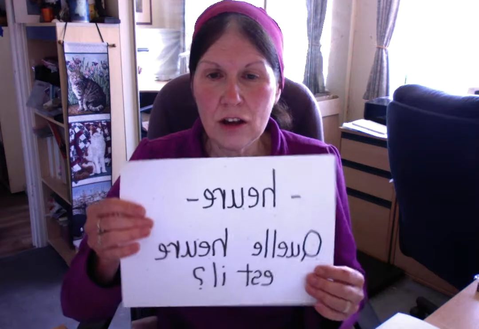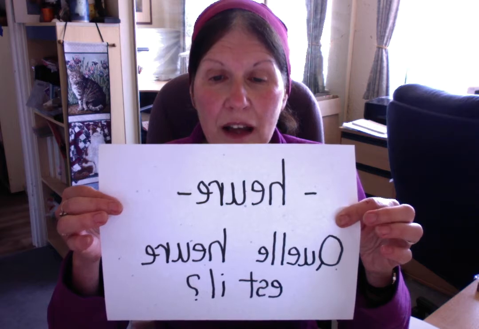Alors, the time in French is l'heure. And the question, when we want to ask what time is it, is quelle heure est-il? Alors, heure is the equivalent of your o'clock in English. Quelle heure est-il? What time is it? Okay? So, if I look at my clock here, it's 1 o'clock or une heure.